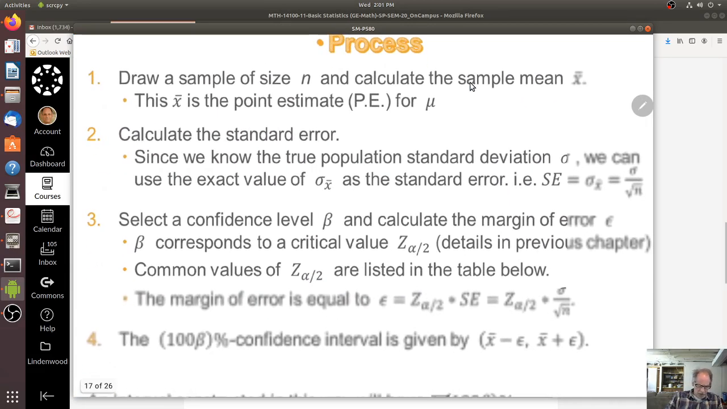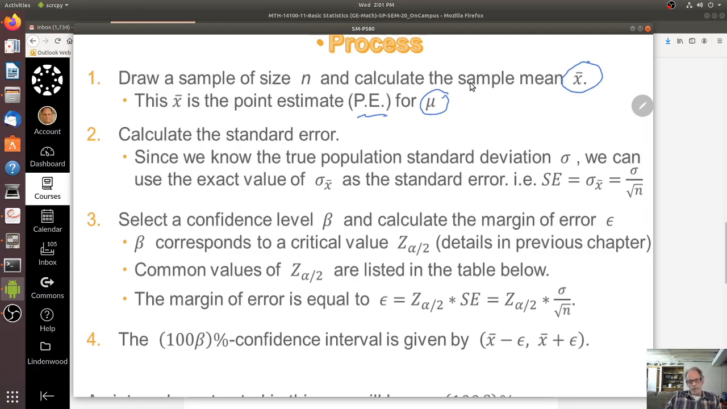Here's what I said. Draw a sample size and calculate the sample mean. That's X bar. We're all familiar with that. This is the point estimate for the population mean. But it's not going to be equal to the population mean because it's just a sample. Since we know the true population standard deviation, then we can calculate the standard error by taking sigma divided by the square root of n.